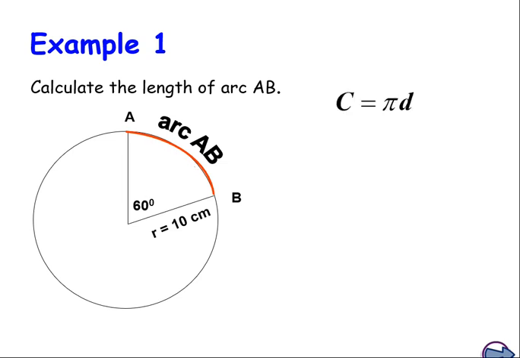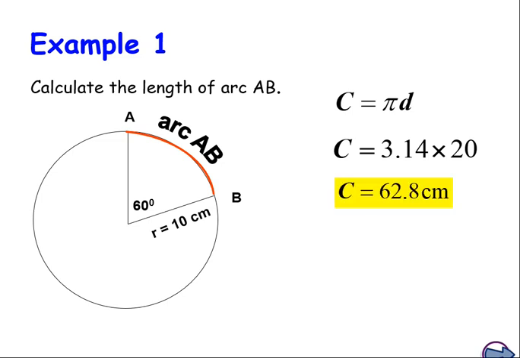Now, you should already know from previous years that to work out the full circumference of the circle, the formula is C equals pi d. So if I was to do this, C equals pi d, I would just do 3.14 times 20. Now the diameter is 20 because the radius is 10 and the diameter right the way across is double 10, which is 20. So if you do that on your calculator, you will get 62.8 centimetres.